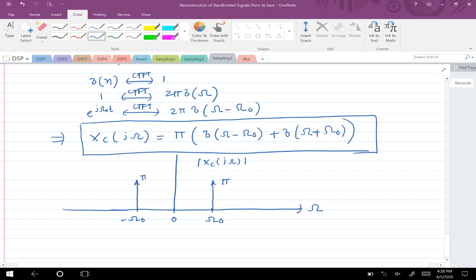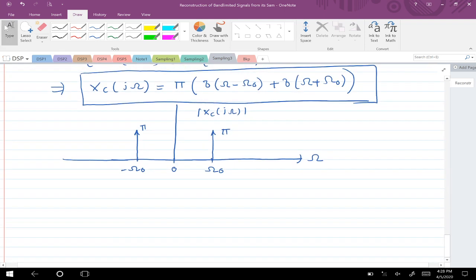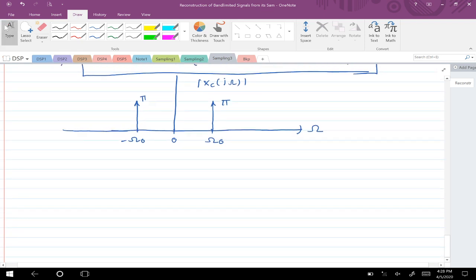Having plotted xc of j omega, what we are going to do now is plot xs of j omega. After multiplying this signal in the time domain with an impulse train, what would be the resultant magnitude spectrum? That's what we would like to draw here.